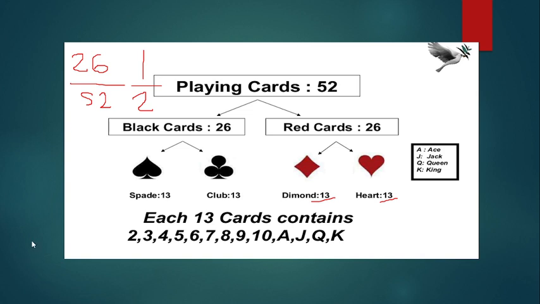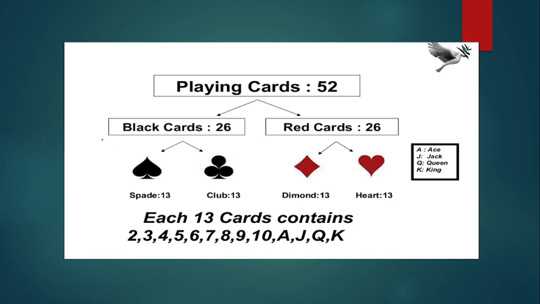So what is the probability of getting a king? What's the probability of getting a king in a deck? Or what is a king?